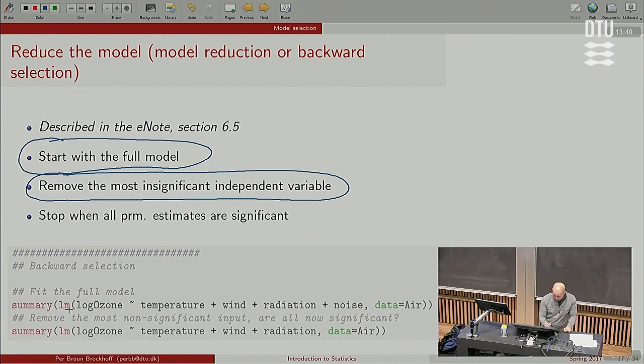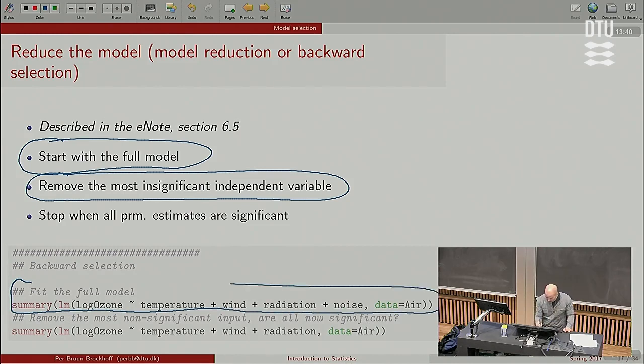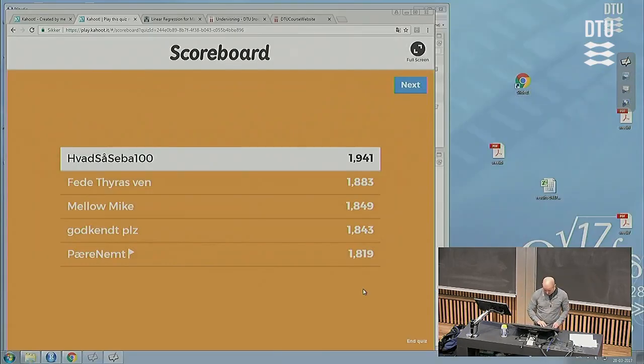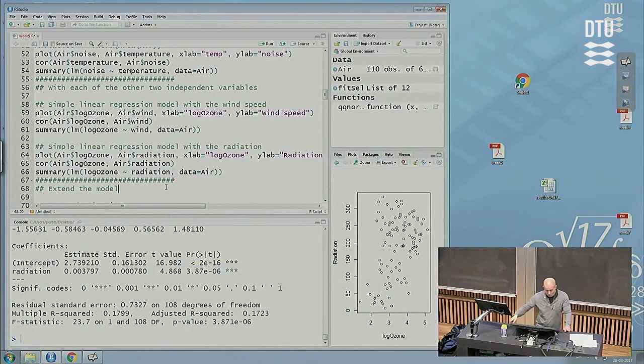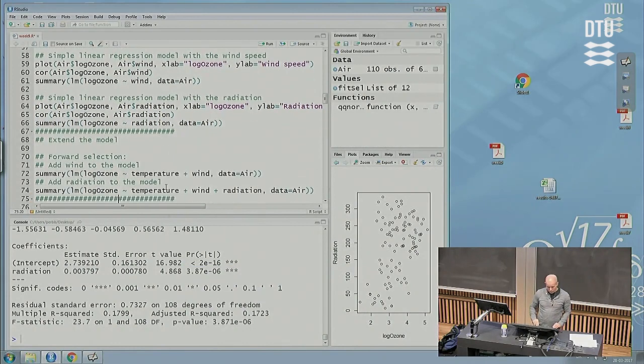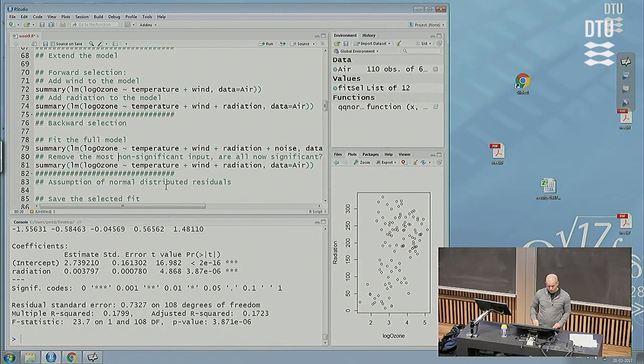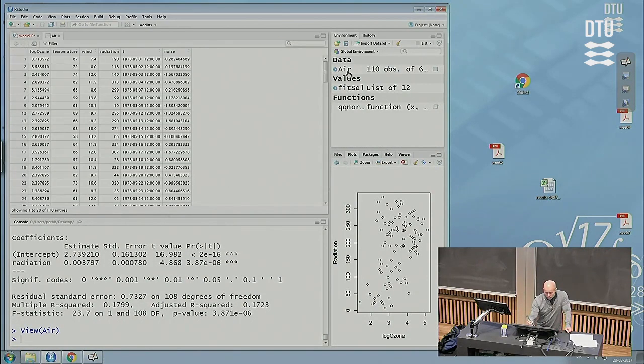For instance, and now we should soon go and have a look in R again. For instance, I could begin with this full model where I include temperature, wind, and radiation, and then for the fun of it, I also include a noise variable. And then let's see what happens. Maybe I'll skip the noise part just to let you have a good break also. Let's see. We also need to do it here. So do I have the noise in there now? Let's just check. I do have a noise, so that's fine.